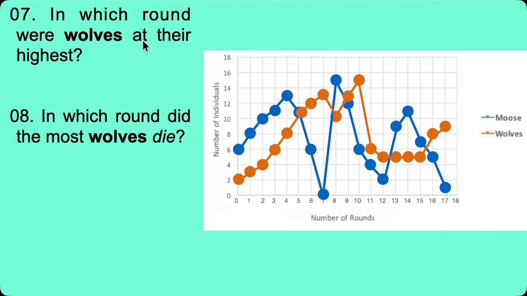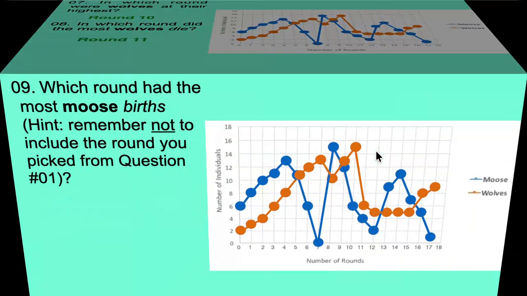In which round were the wolves at their highest? So the wolves reached their highest population in round 10. In which round did the most wolves die? That would be in the very next round, round 11. There's a huge drop-off.